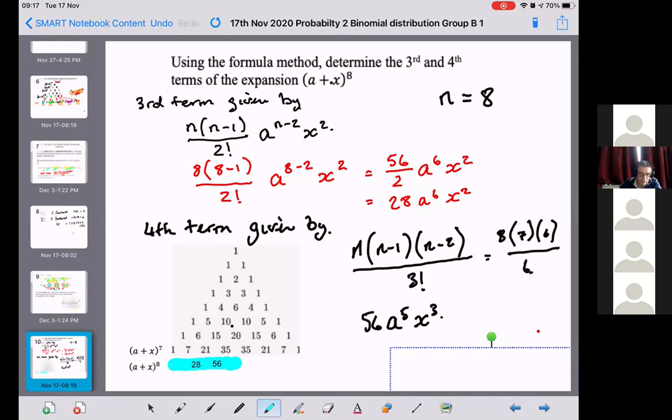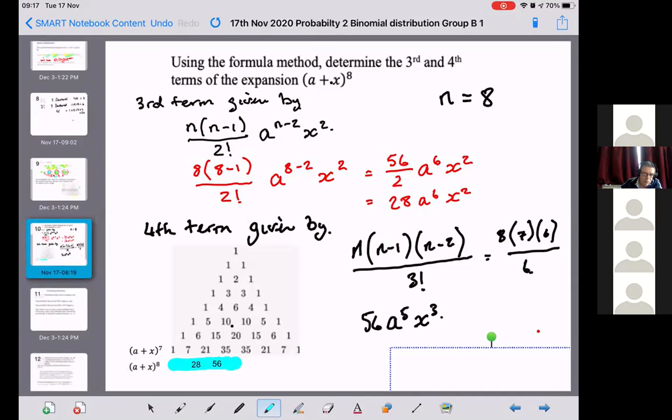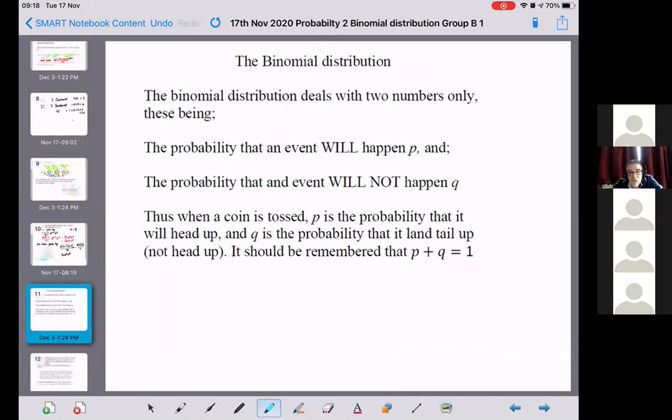Okay. Let's have a look now at where that's relevant to probability. So the binomial distribution. This deals with two numbers only, these being the probability that the event will happen, P, and the probability that the same event will not happen, Q. So if we're talking about a coin being tossed, P could be the probability that it will end up heads up, and Q is the probability that it won't land heads up, or it'll land tail up. So P is that something will happen. Q is that that same thing will not happen. It's a binary choice, one or the other.